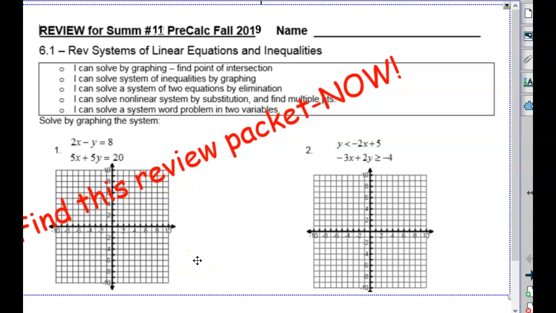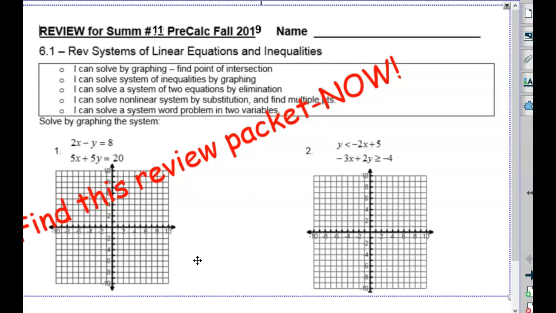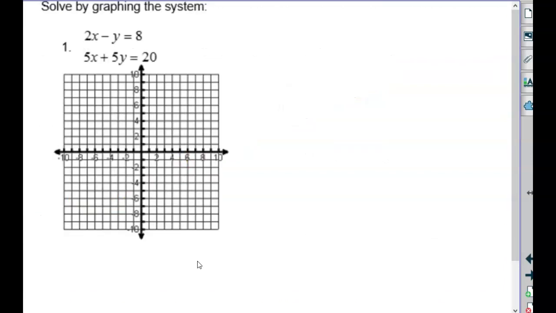Okay. All right. Did anybody have a question because they looked at something last night, something you want me to do first? Just start at the top. All right, so solve by graphing. What do you want to do to the first one?